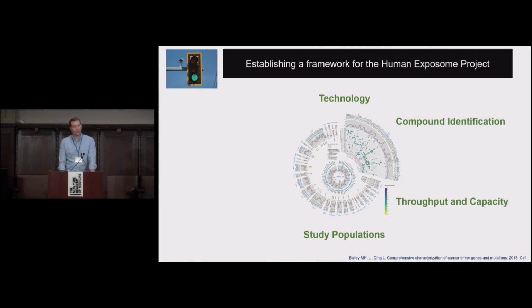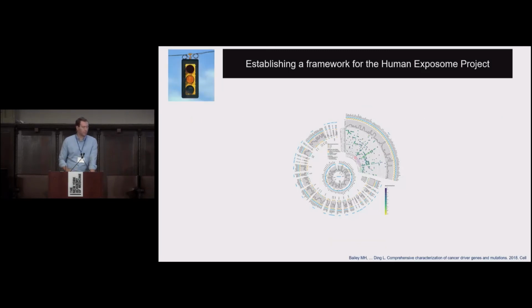The study populations are there. We heard a lot about things like All of Us and ECHO and other very large-scale cohorts. The chemical coverage is there. The use of multiple platforms allows us to evaluate many different exposures and effects. And we have the data science for assembly. So these are the things that really allow us to move forward.